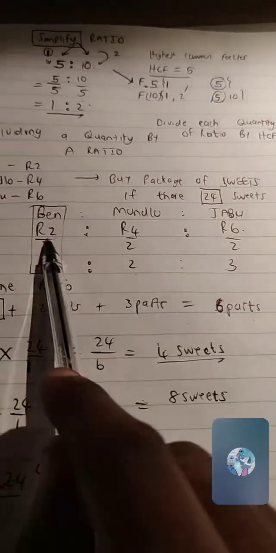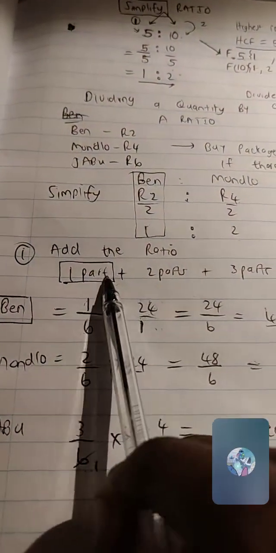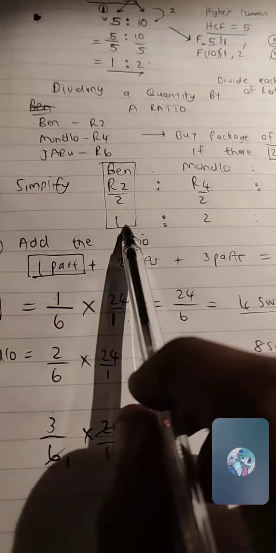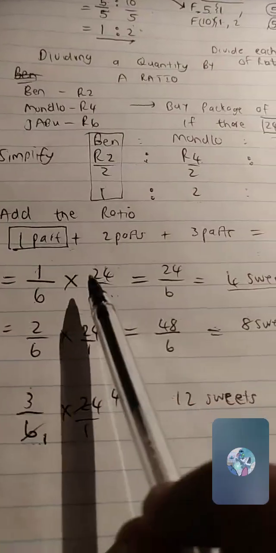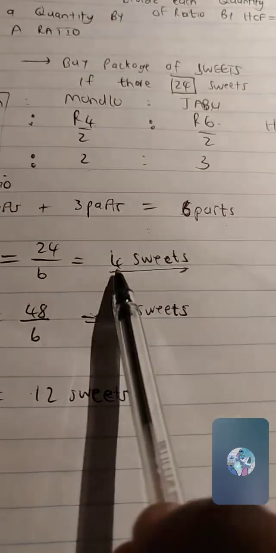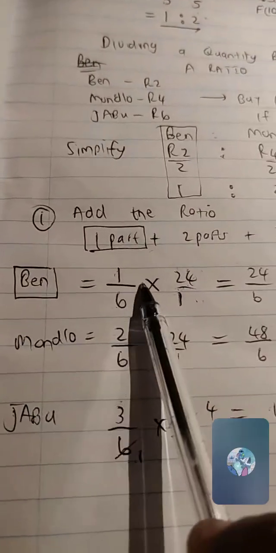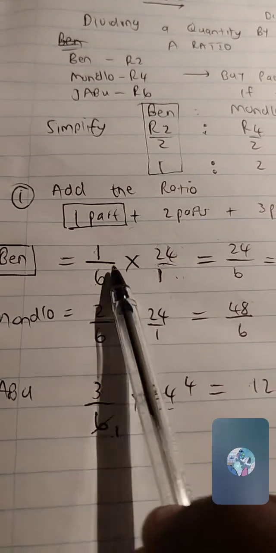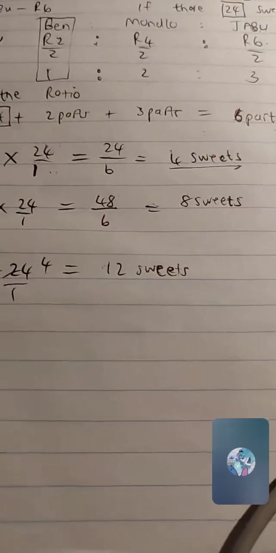Then we took the ratio and added it together. Step number 1, we add the ratio. Step number 2, we take each individual quantity in the ratio, divide it by the total number of parts, and then multiply by the number of sweets, so that we can get the actual number of sweets that represent Ben's share, Mondlo's portion and part, and lastly Jabu's portion and part.